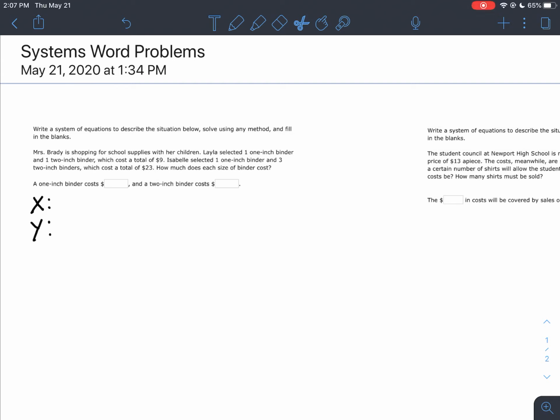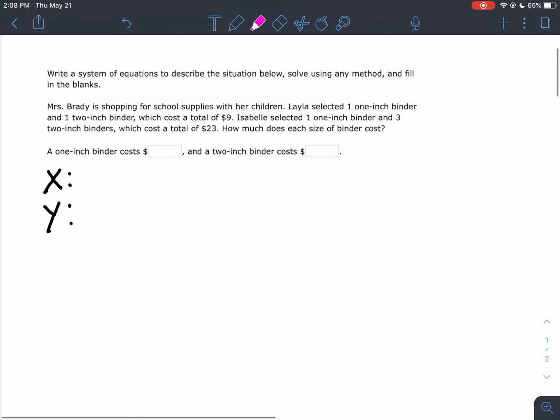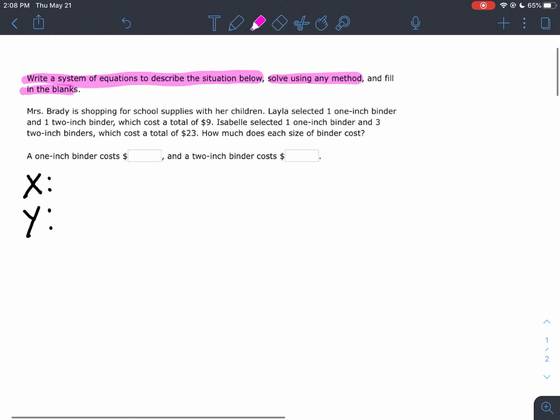Hi, welcome to Systems of Equation Word Problems. So we're going to take those different methods of solving, and we're going to put them in word problems. So we're going to apply the knowledge that we have. For each of these, we're going to write a system of equations to describe the situation below. We're going to solve using any method, and then we're going to fill in the blanks. So basically, we're going to answer the question down here.